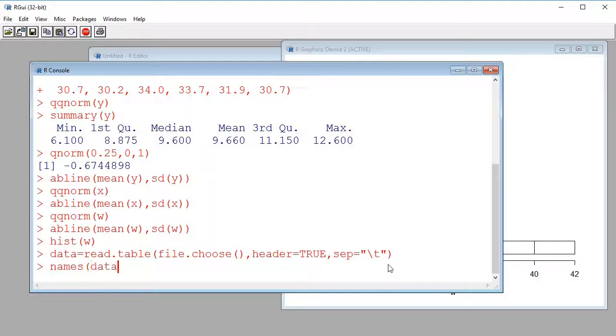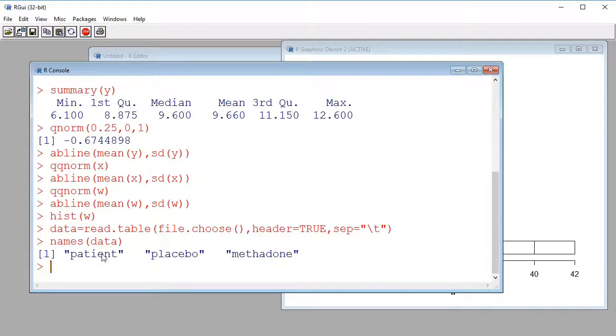I'm going to get the names of my columns with the function called names. And then here I see actually 3 columns. The first column is just an identifier for my patients. These are patients that suffer from chronic pain, and we want to know if methadone is going to help them reduce the pain. For a certain amount of time, they were given a placebo, and then for a certain amount of time, they were given methadone. And then we have scores of pain under the placebo, and scores of pain under the methadone.